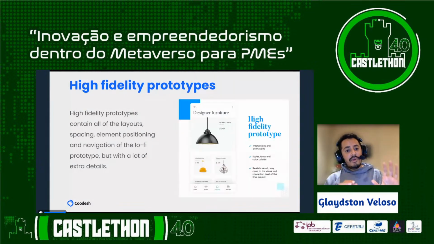With that, we have the high fidelity prototypes, where we take the paper and the low fidelity versions and put them together in a version that shows how the product will look when we finish it. Okay. In this part, we have more interactions and animations. We can create navigation with animations between the screens, between the clicks on buttons.